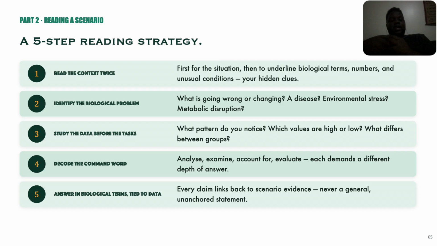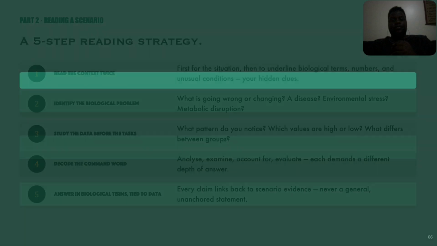And finally, whenever you're making a claim or whenever you're writing an answer, a task, make sure you come back to the evidence that is given in the scenario. Never give statements that are general. Never give statements that are unanchored. I hope that makes sense, but we are going to look at some examples.